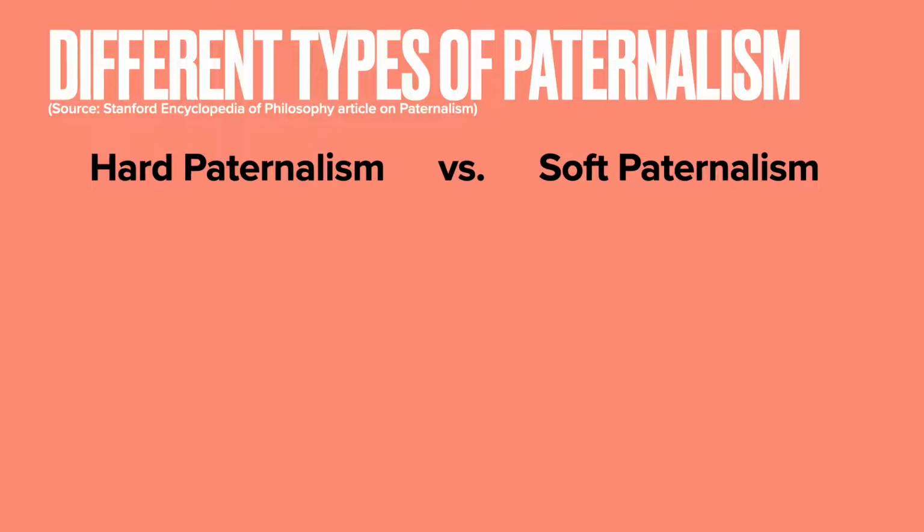Okay, so paternalism is super broad, there's a lot of different ways. So we were just looking at weak versus strong paternalism, but there are other ways of dividing this up. This is information coming from the Stanford Encyclopedia of Philosophy article on paternalism, just different ways of trying to divide it up. So we have hard paternalism and soft paternalism.